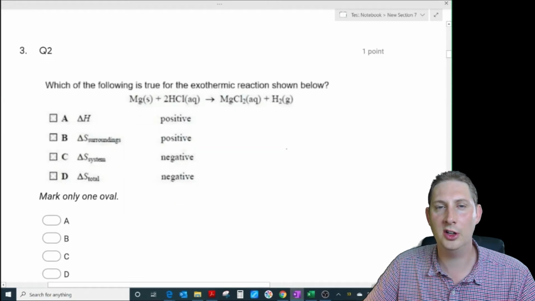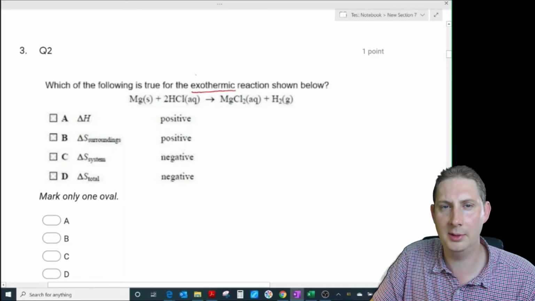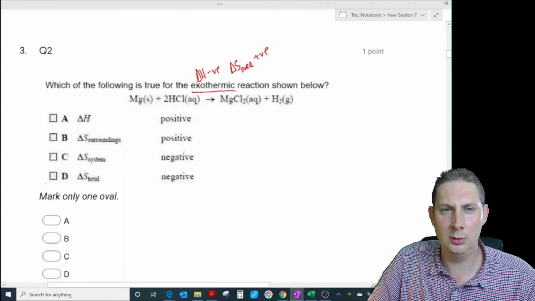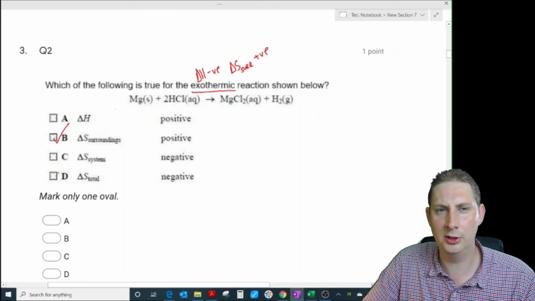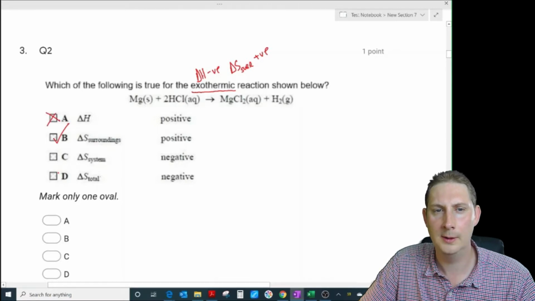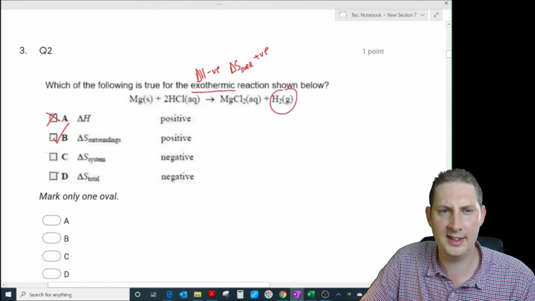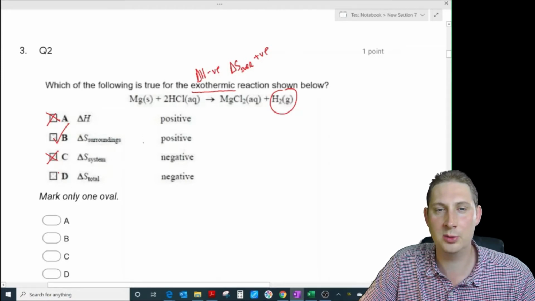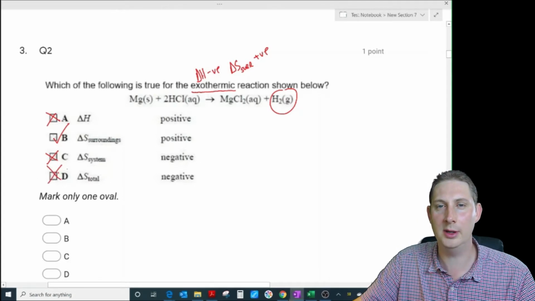Question 2. Which of the following is true for the exothermic reaction shown below? Okay, so if it's exothermic, then delta H is negative and delta S surroundings is positive. So B looks like it's true. But delta H positive, that's definitely not true. Delta S system, well, you're producing a gas, so it's not true that that's negative. You've got an increase in entropy of the system. And if it is a spontaneous reaction, which we know this one is, then delta S total must be positive, so it can't be that, so it must be B.